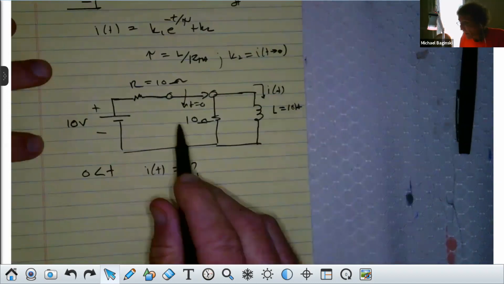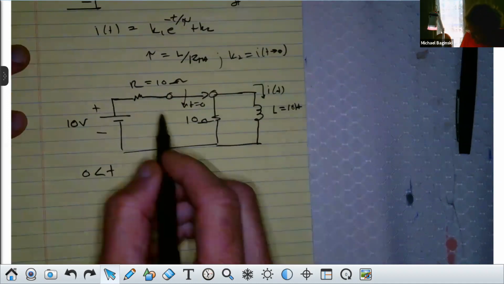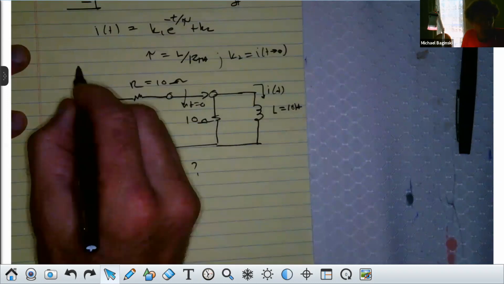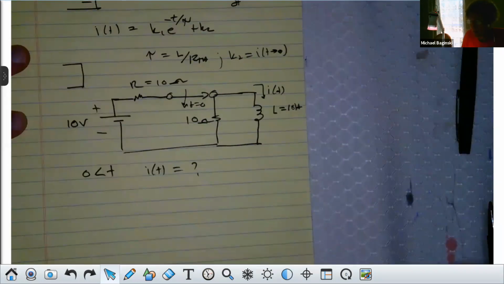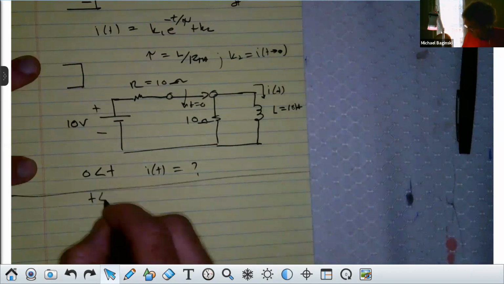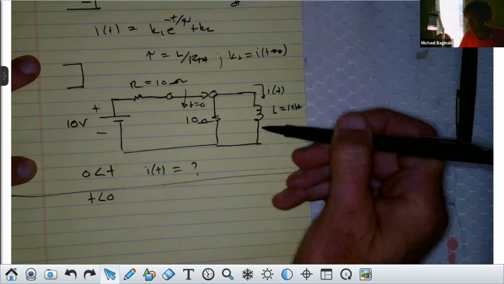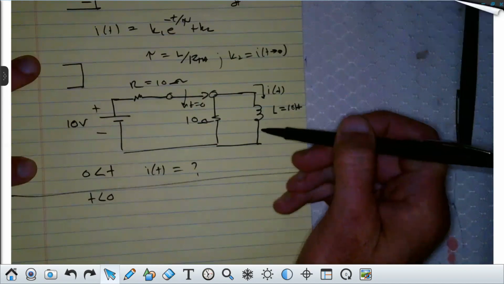All right, now, I told you before that an inductor looks like a short circuit if nothing's changing with time, right? So for t less than 0, what do I replace that inductor with, class? Just a short circuit.